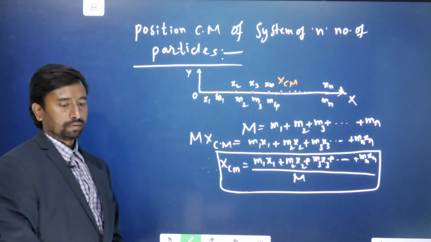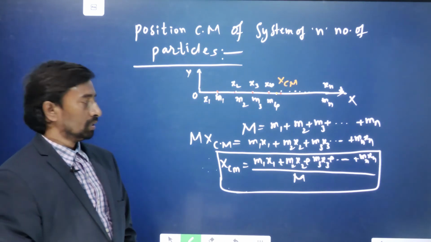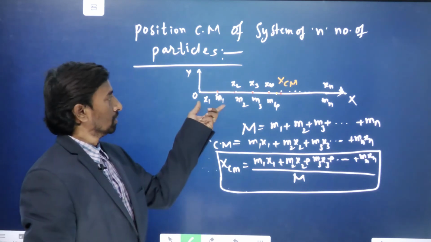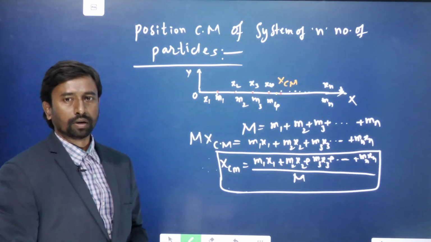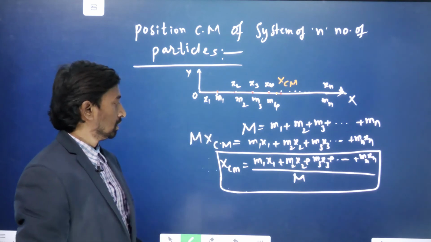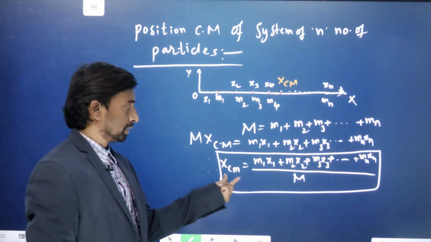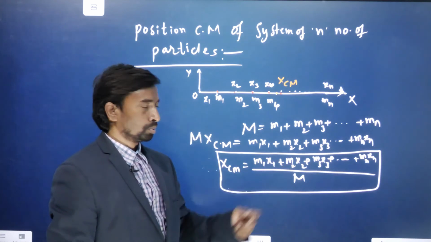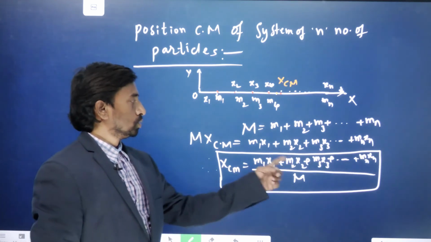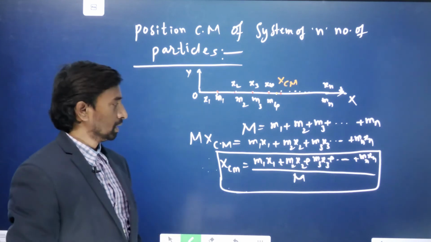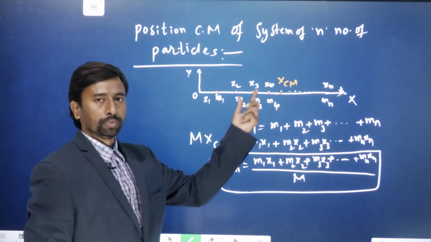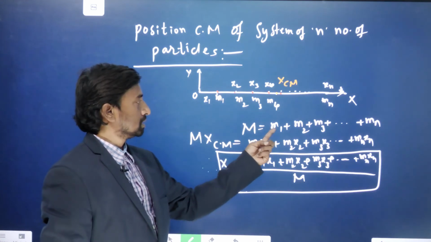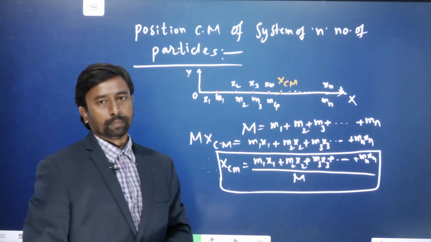This is the center of mass of the particles. If n number of particles are placed along the x-axis, then the position of the center of mass is given by the general formula: m1 x1 plus m2 x2 plus m3 x3 and so on up to mn xn, divided by the whole mass of the system of particles, capital M. We can also write that as m1 plus m2 plus m3 up to mn.